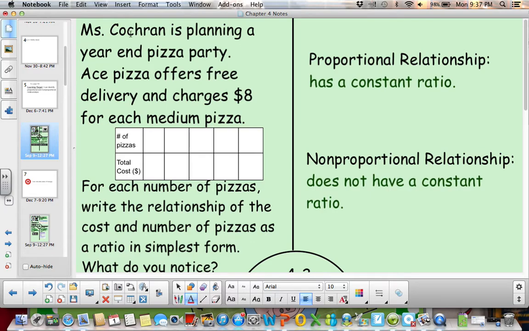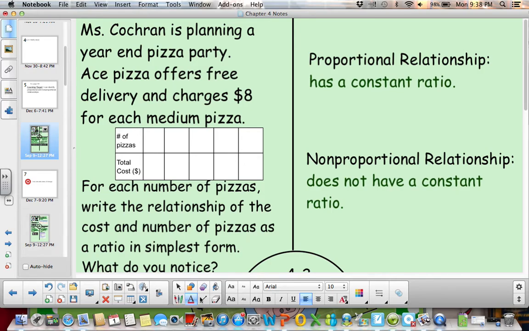If Miss Cochran is planning a year-end pizza party and Ace Pizza offers free delivery and charges $8 for each medium pizza, we want to know for each number of pizzas that we order, we are going to make a table and write the relationship of the cost and number of pizzas as a ratio, and then we're going to figure out if it's proportional or non-proportional.